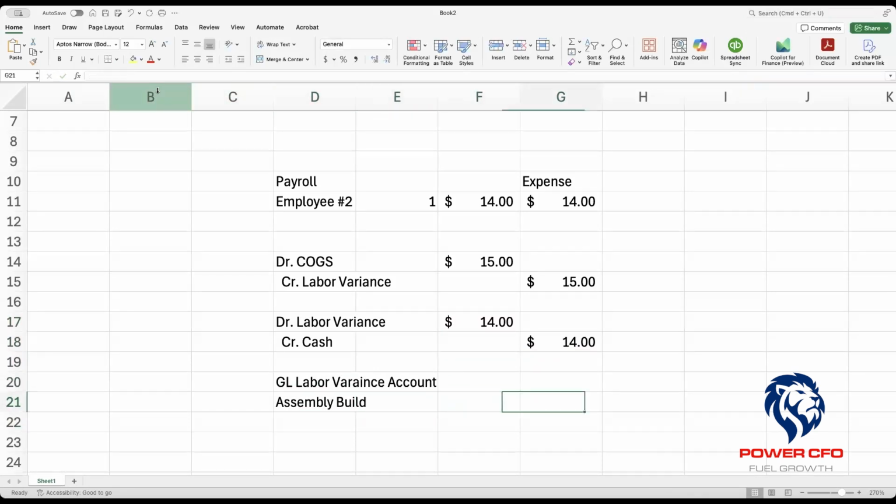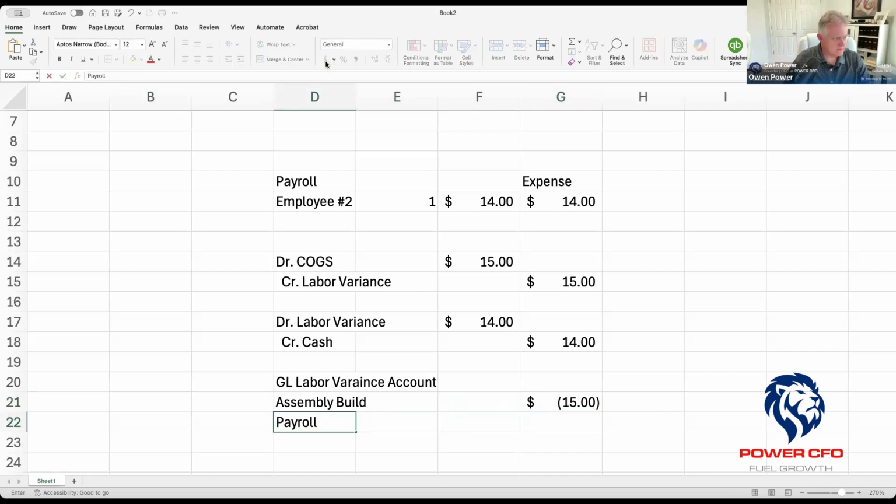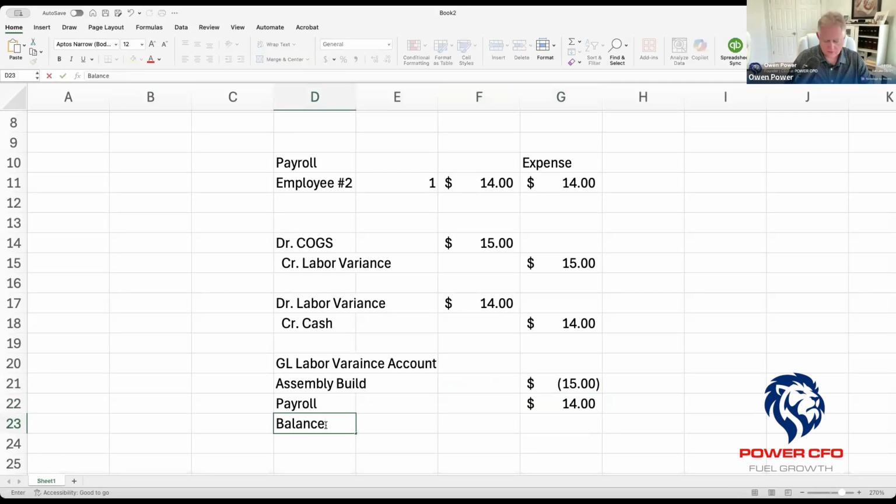We will have an assembly build entry, and it will show up in that account as a negative, and that's the 15. And then it will have a payroll entry, and that is a debit, so it will show up in this labor variance account as a positive number, so 14. So the balance on this account would then show at the end of the period the sum of these two things being a negative or a credit balance of $1.